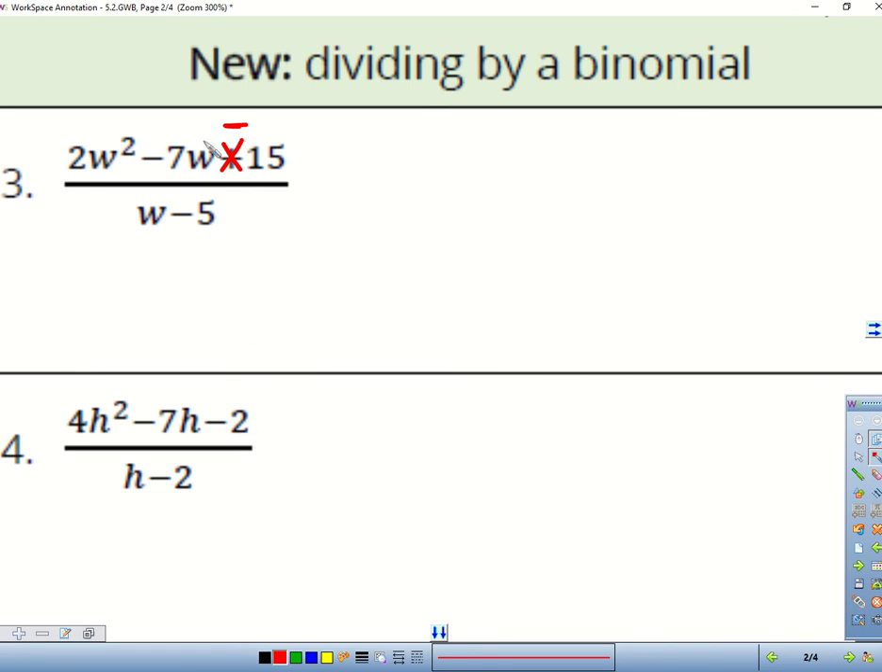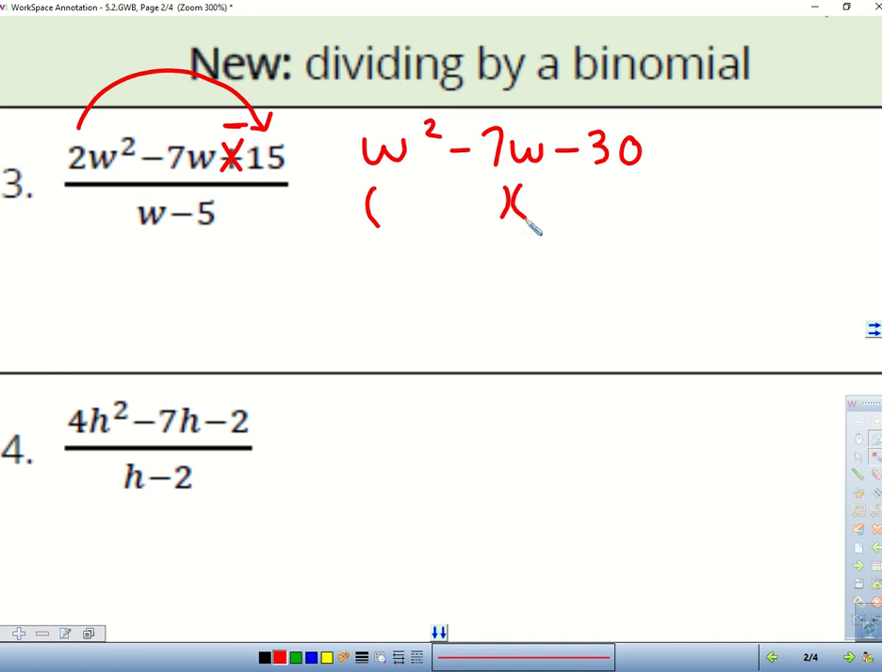Now, with that being said, is there any GCF in that numerator I can take out? No. So we're going to rely on the AC method. You remember the AC method? You remember doing this? Then you factor this into two binomials. Factors of negative 30 that add up to negative 7.